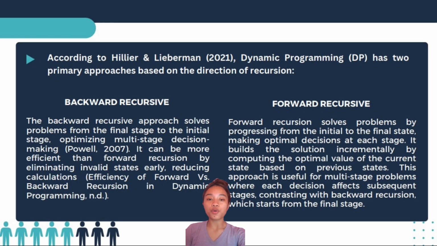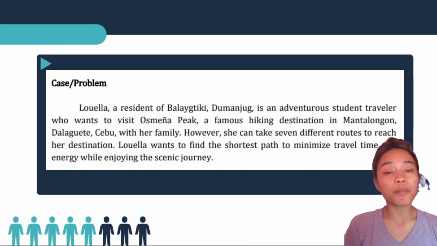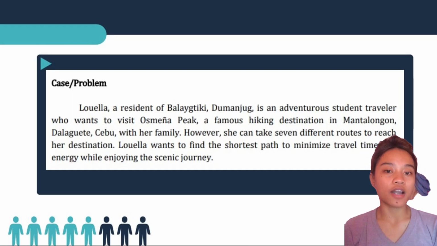There are two main approaches in dynamic programming, which are backward recursive and forward recursive. Backward recursive starts solving from the final stage to the initial stage, optimizing decisions step by step. Meanwhile, forward recursive builds the solution progressively from the initial stage to the final stage, but both methods are useful in different scenarios. So let's apply dynamic programming to a real-world scenario.